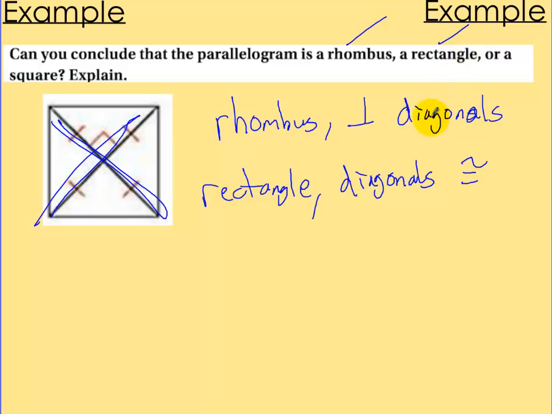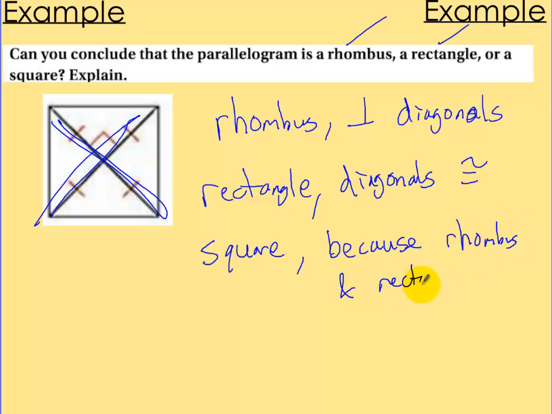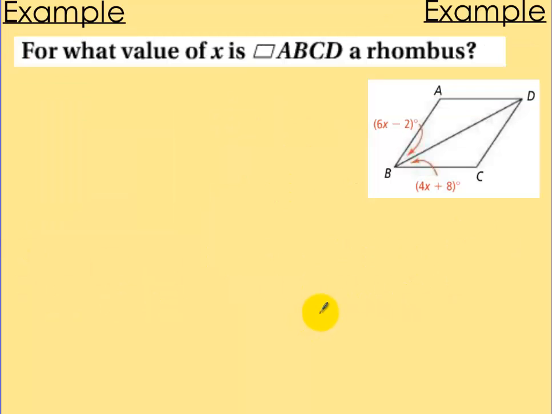Now if it's a rhombus and it's a rectangle, is it a square? Well, yeah, it's going to be a square, because something that is a rhombus and is a rectangle must be a square. If we go back to that Venn diagram, the square is a combination of both. So yes. Next one. Pause the video.